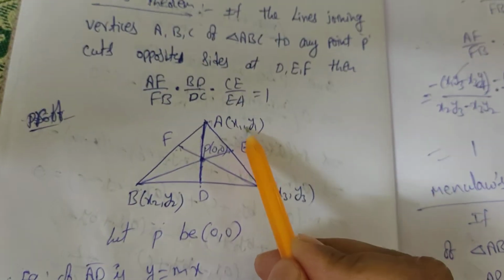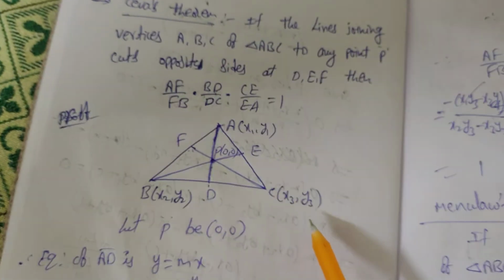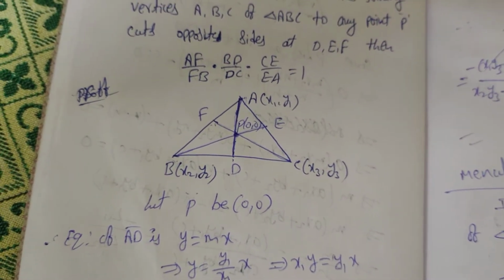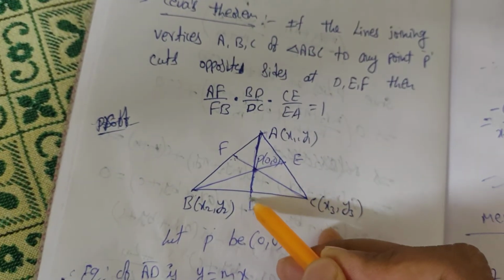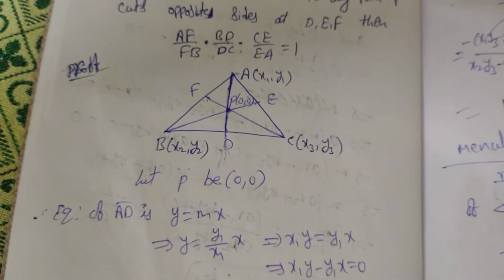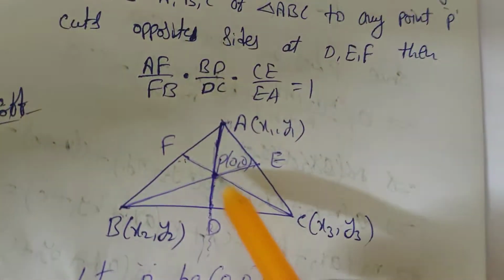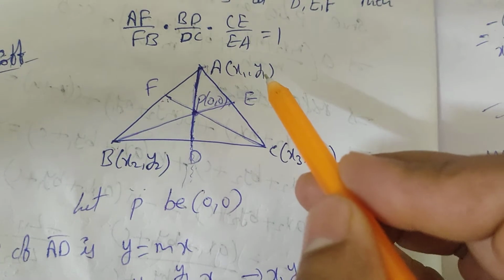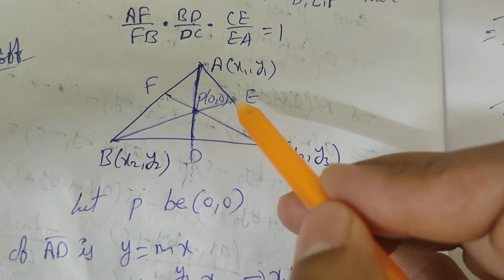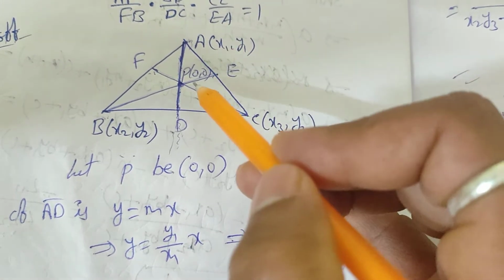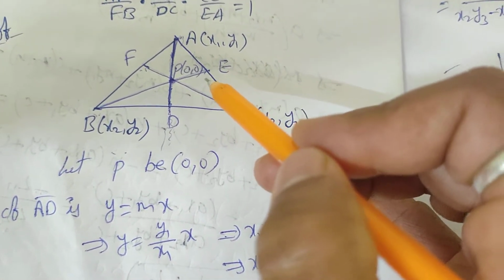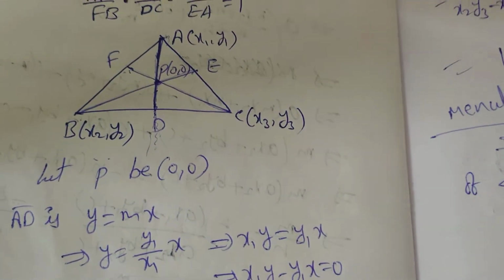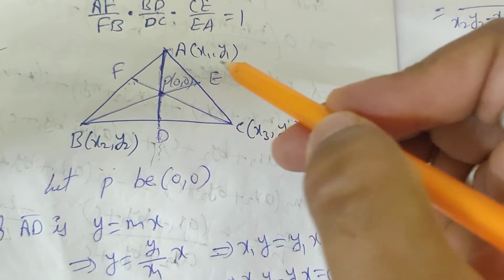See here, let us consider A as some x1 y1, B as x2 y2, C as x3 y3. Let P be 0 comma 0. In general, first you find the equation of AD. Equation of AD is passing through point 0 comma 0 and x1 comma y1. So the slope of this line is y1 minus 0 by x1 minus 0, that means y1 by x1. Since it is passing through the origin, use this point. Don't use x1 comma y1 for the point. If you use x1 comma y1, it will be lengthy. You can get the same answer, but the equation will be in terms of x1 y1 also.